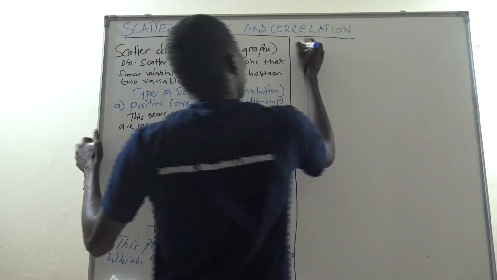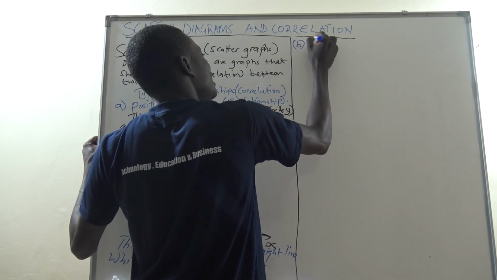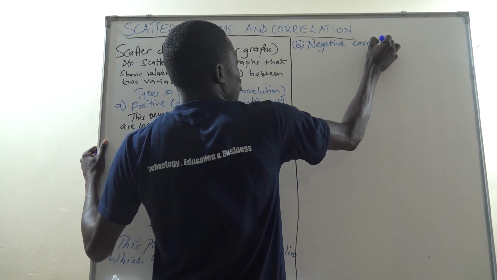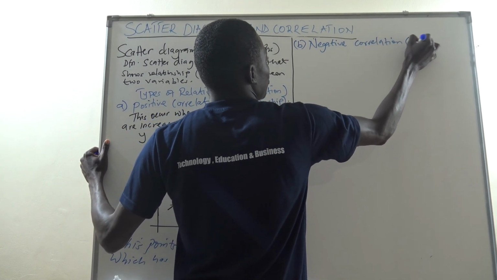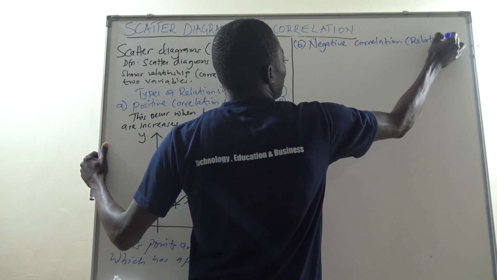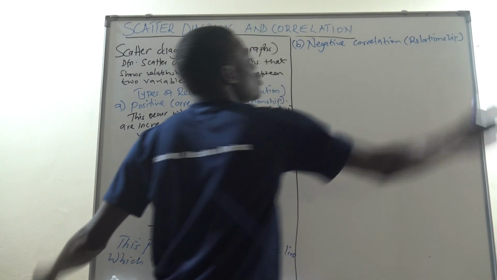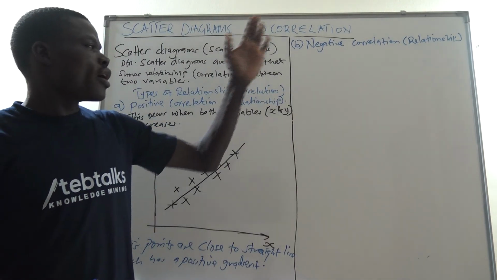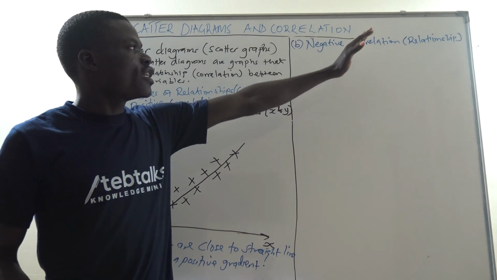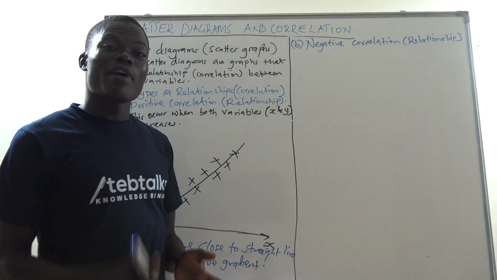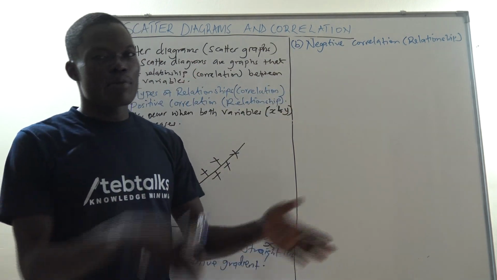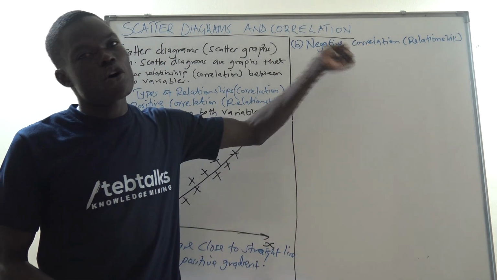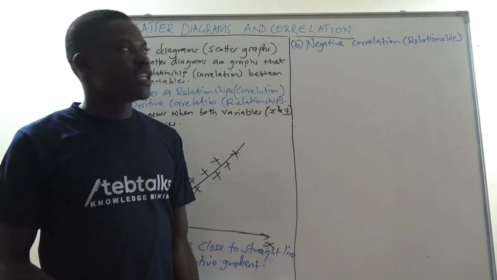Then we have the second one, part B, which is negative correlation or relationship. Negative correlation or relationship occurs when one variable is increasing and the other variable is reducing. When you plot such points, you come out with a relationship which is called a negative relationship.